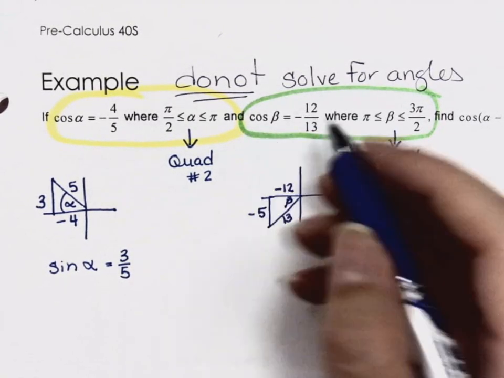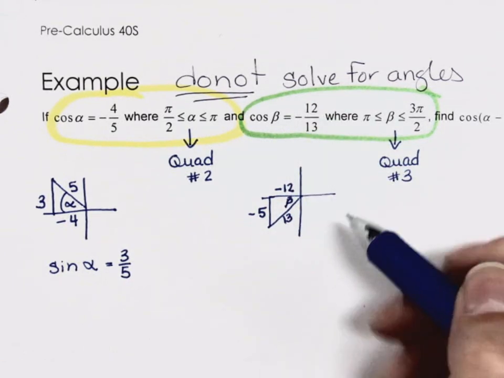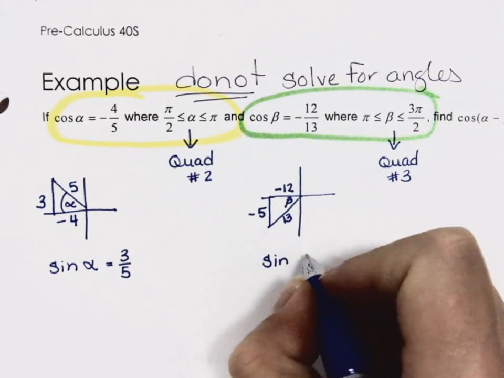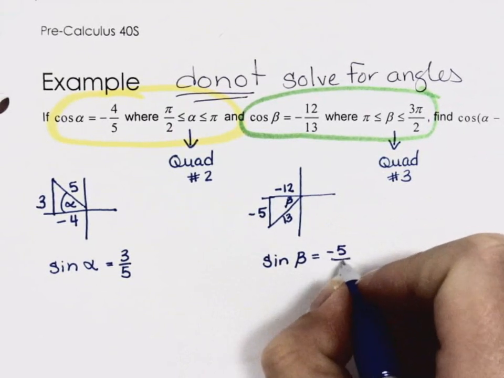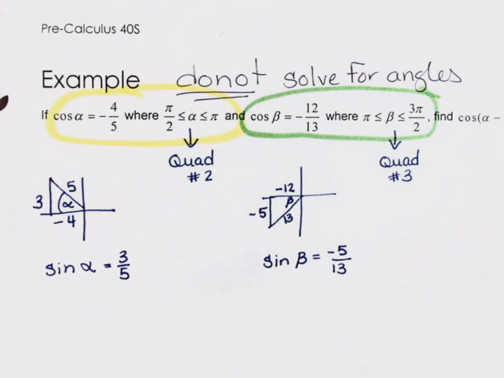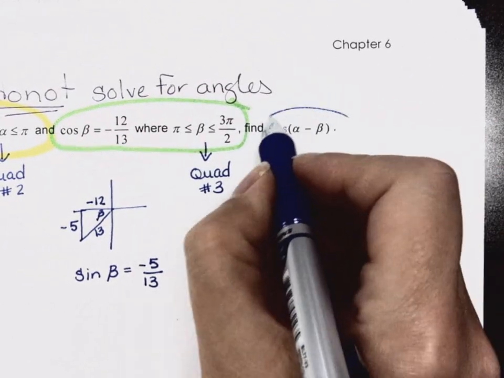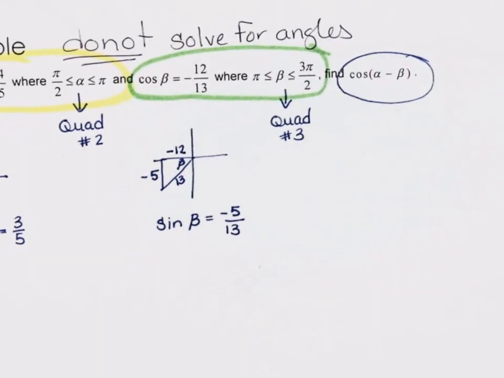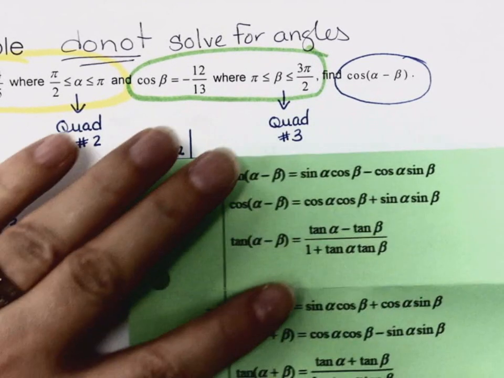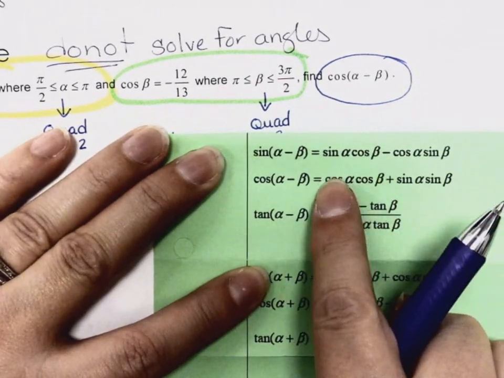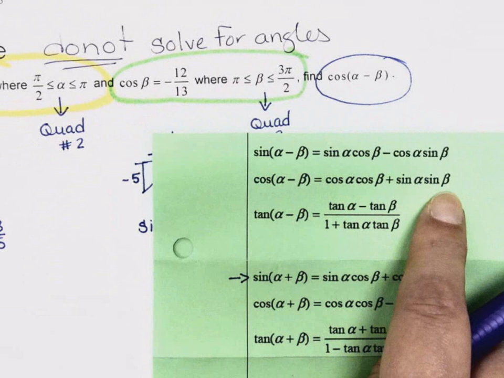So we know that cos beta is -12/13. We know that sine of beta is equal to -5/13. Why are we looking for sine? Because the question's asking us to use cos(alpha - beta). And if we look at that identity, it has cos cos and sine sine. So we need the sine.